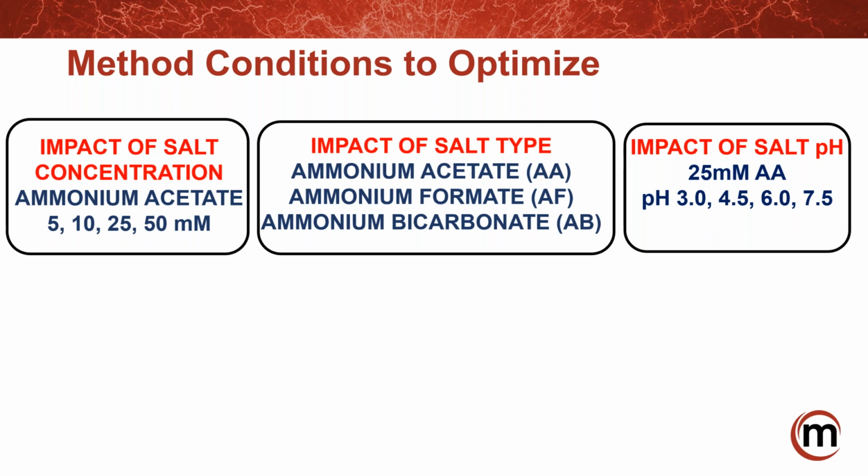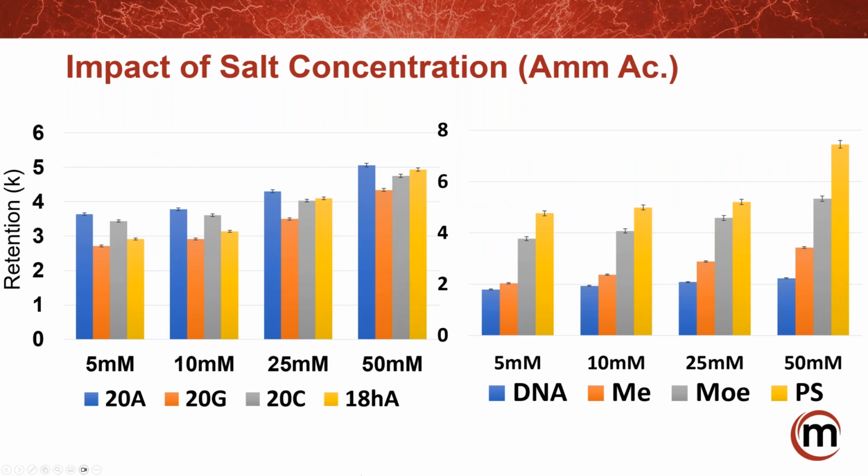The salt concentration that we looked at is ammonium acetate, in 5, 10, 25, and 50 millimolar. Obviously, if you're running MS, you really don't want to be above 10 to 15, 20, but we looked at it because it gives a whole lot of benefits from an LC-UV side. So for the impact of the salt type, we looked at ammonium acetate, ammonium formate, and ammonium bicarbonate. And then for the salt pH, we looked at 25 millimolar ammonium acetate at pH 3, 4, 5, 6, and 7.5. So retention is on your y-axis, and then the salt concentrations are what we looked at.